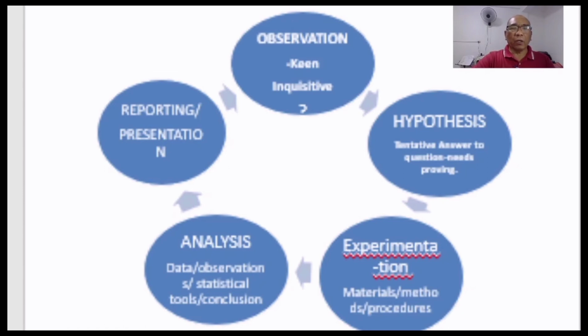The formulation of the objectives of the study is guided by the acronym SMART. S stands for simple, meaning stating it using very simple language that can be easily understood not only by the researcher but also by the reader. M, on the other hand, stands for measurable.